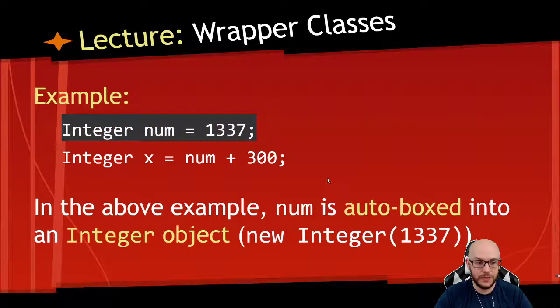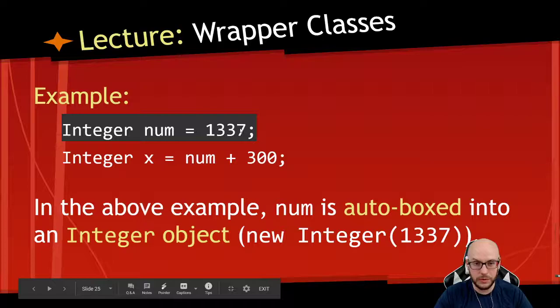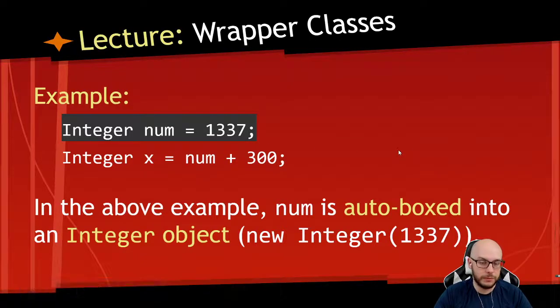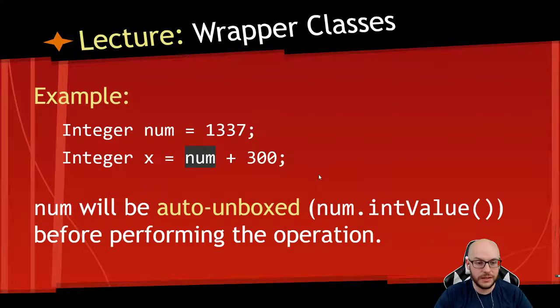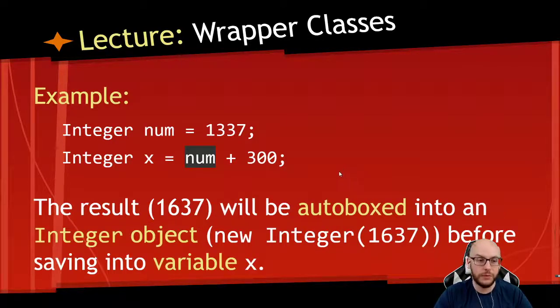There's a lot of stuff going on behind the scenes here. Let's step through it. So in this above example, num is going to be auto-boxed into an Integer object. We'll take this 1337, we'll wrap it up into an Integer object, then save it. So we're boxing it up. The arithmetic operation occurs on the next line. We have num, which again is an Integer object. We need to auto-unbox it so that we can do math. Right? We're going to call the accessor method to pull the int out of the object, then perform the math.